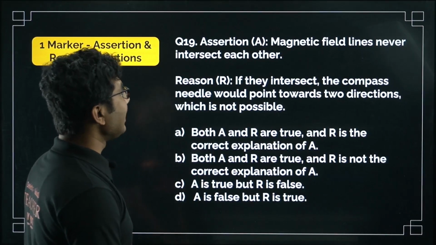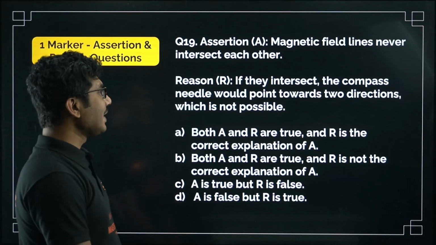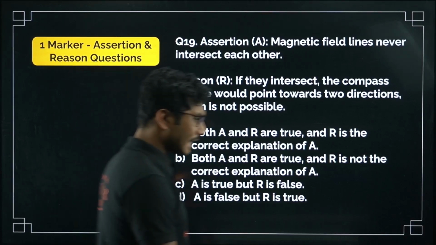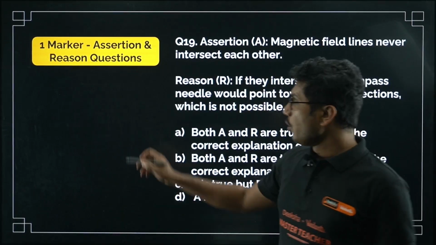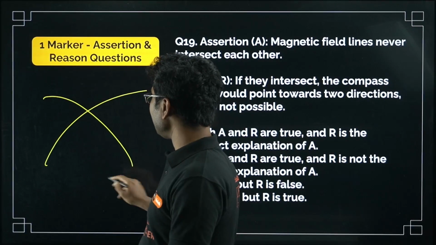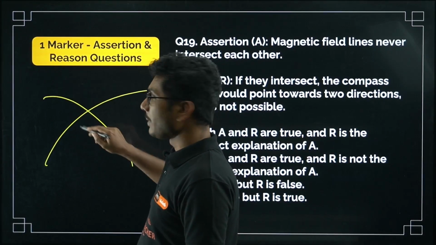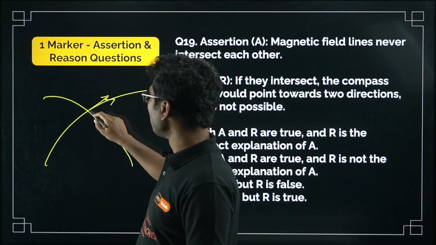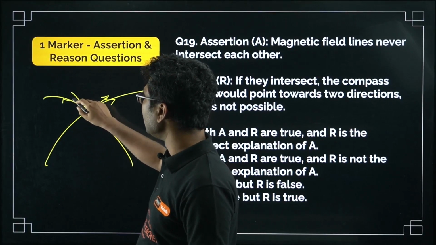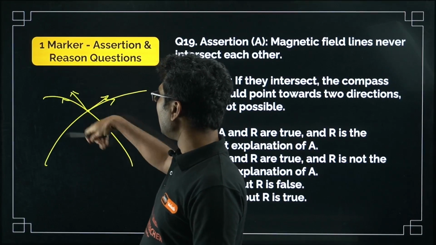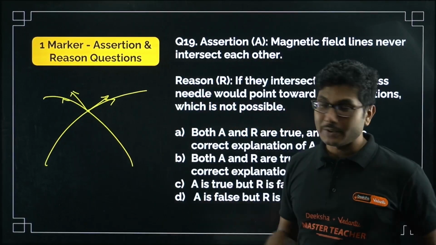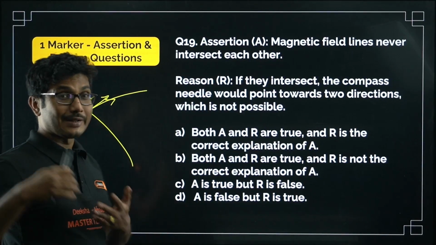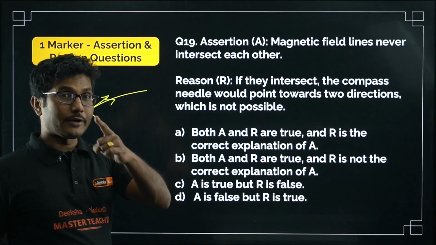Assertion: magnetic field lines never intersect each other. Reason: if they intersect, the compass needle would point towards two directions, which is not possible. Yes, that is also correct. If two magnetic field lines intersect each other, when you keep a magnetic needle, this line will say, okay, point towards me, and this line will say, no, you can point towards me only. So the compass needle will switch between two positions, which is not possible. The compass needle has to have a single directional position, just as in a uniform magnetic field it points in only one direction.